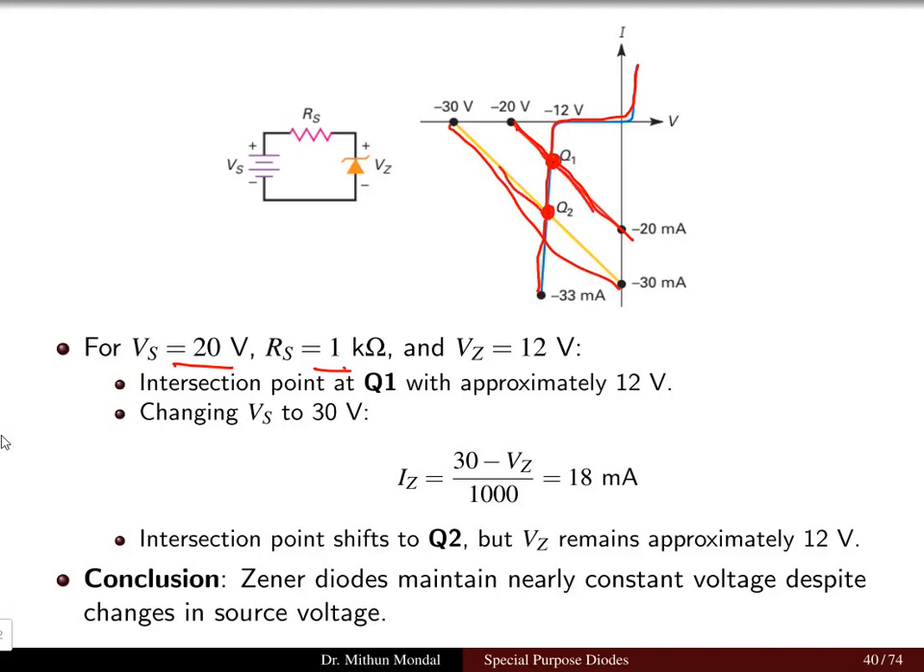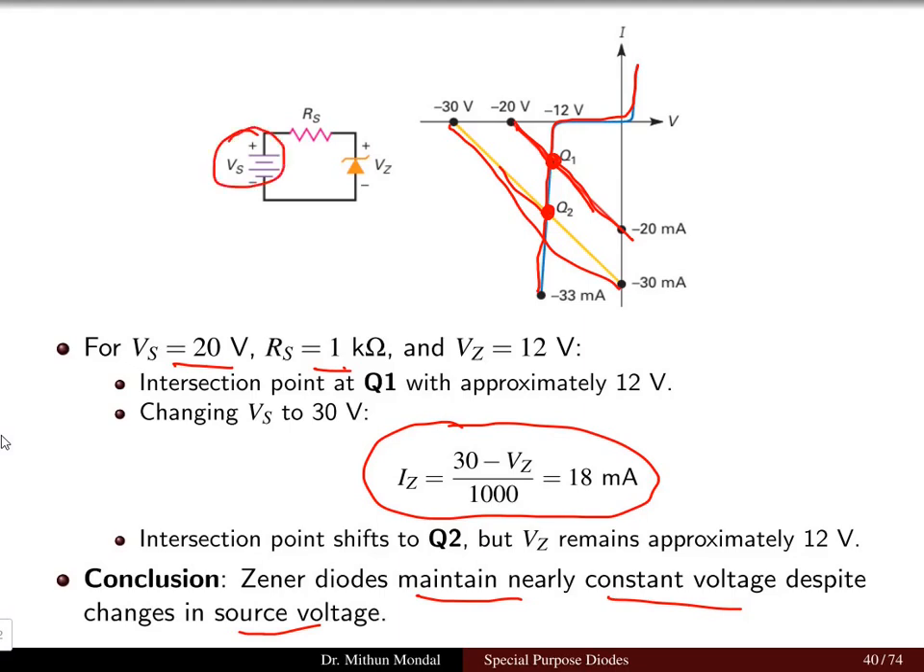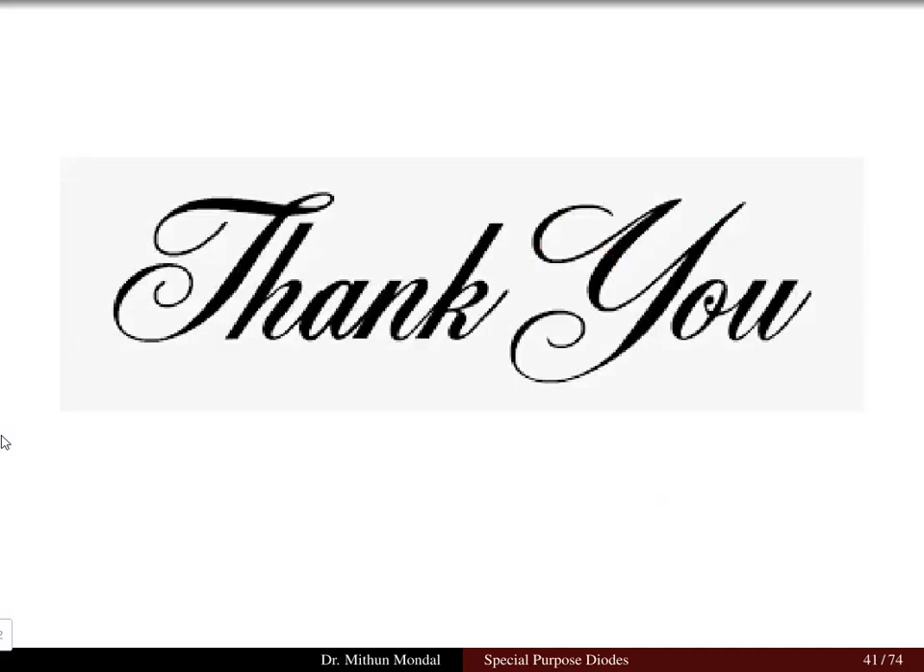So we can find out the Zener current which is flowing in the circuit and determine the different Q1 and Q2 points. So we can find that the Zener diode will maintain nearly constant voltage despite the change in the source voltage. So even if you change the source voltage, the Zener diode will remain in constant voltage operation. So this is about the load line analysis, which is on similar lines to normal diodes. So we have seen some of the fundamental concepts of the Zener diode voltage regulator and the load line analysis.